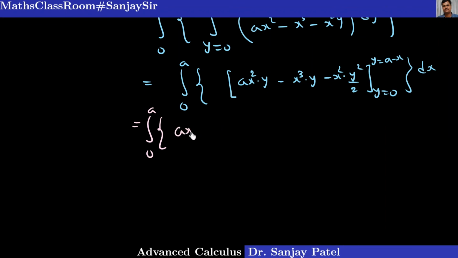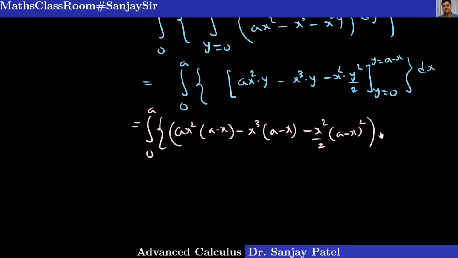So a x square into a minus x cube into a minus x, then minus x square by 2 into a minus x whole square, and then y equal to 0. The second term is 0, because everywhere y appears we have to put y equal to 0. So everything goes and it is simply 0. So further simplifying, this is 0 to a, and let us expand this.